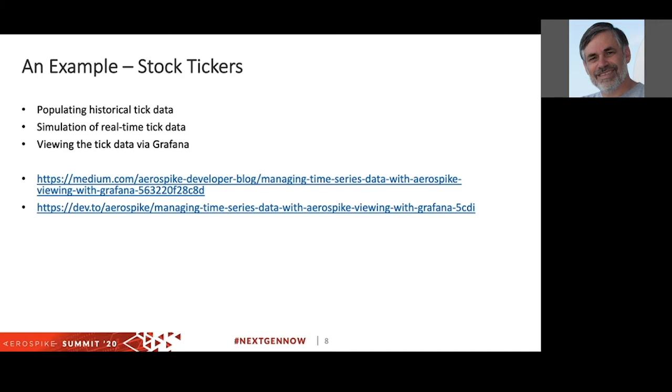Next, let's cover an example. This example, a complete example here, I'll only show some of the code, but the full example is defined in a couple of blog posts, which are the same blog post posted twice in two different places. And what we're going to do is show what we do to populate historical tick data. We'll simulate the addition of real-time tick data, and also we'll view that tick data via a Grafana graphical interface.